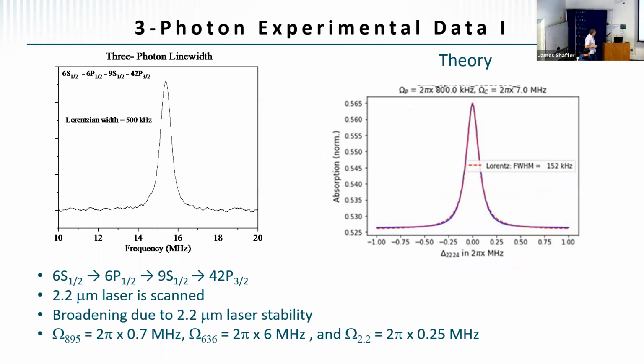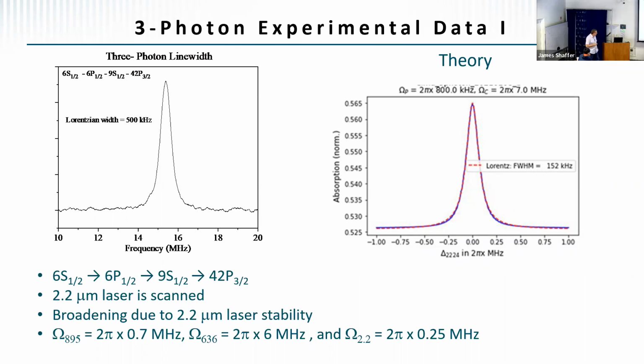We haven't been able to get down to 20 kilohertz, but we have been able to get down to 500 kilohertz in a vapor cell. We know why this is the case, and I alluded to it before. It's essentially that this 2.2 micron laser, we still have to line narrow it. It's pretty difficult to line narrow.